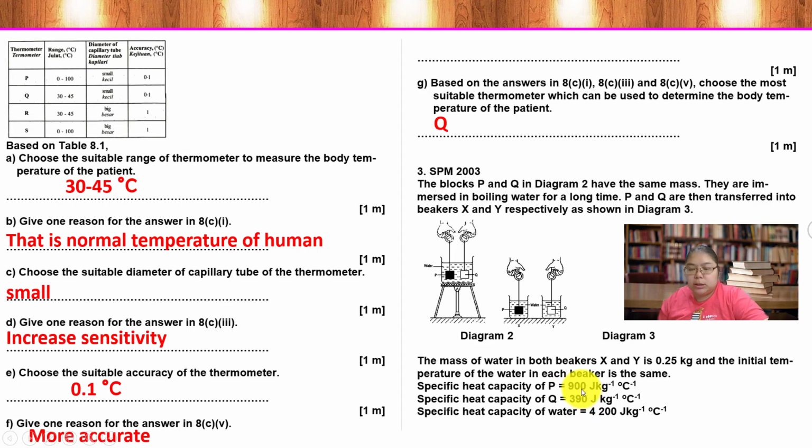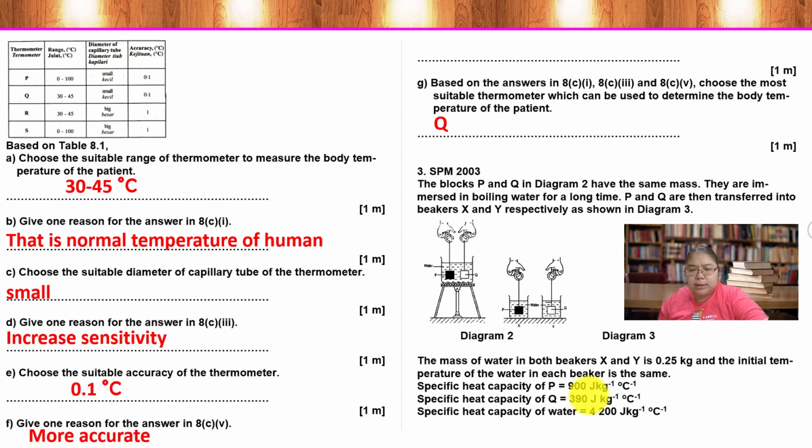So we are going to explain the characteristics first. 900, a high specific heat capacity, means it will take a long time to absorb the heat. Then 390 means it is low. Low means it heats up faster.